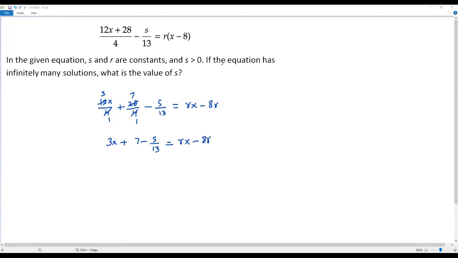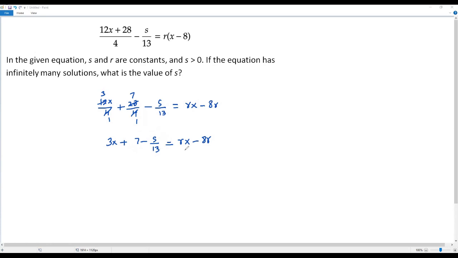And the question says that the equation has infinitely many solutions. If an equation has infinitely many solutions, then the stuff we have on the left side and the stuff we have on the right side must be the same. Here we have a linear expression, that is, we have an x term, and we have to consider this one as a constant because the question says s is a constant. We have to consider this complete stuff as a constant.